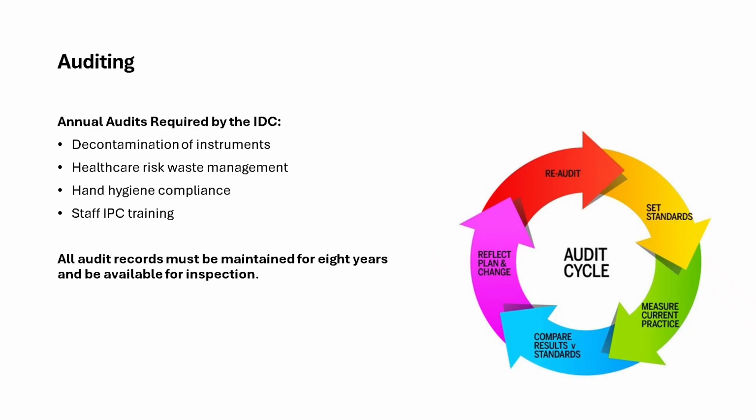An audit cycle is a structured method used to assess and improve the quality and safety of clinical practice, so it allows us to compare what we do in practice with agreed standards and to make improvements where needed. The first step in the audit cycle is to identify an area for review, so for example, hand hygiene compliance. Next, we set clear standards and criteria according to guidelines or policies.